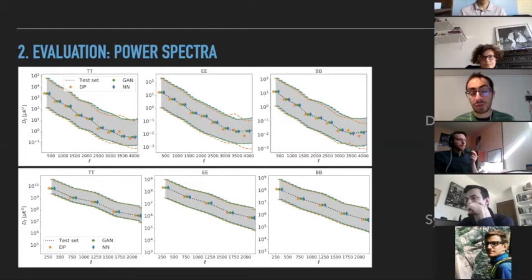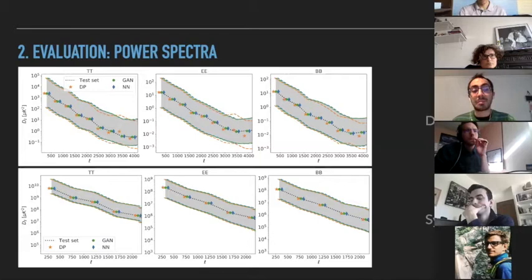There are a few discrepancies at the end. The nearest neighbor departs a bit, especially in E and B modes for dust at a higher L. So this is something that we are trying to investigate. I think a better tuning for the deep prior would be needed, in particular in the size of the filters. That's my idea. But so far so good.